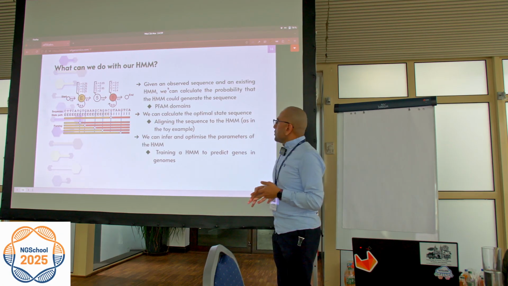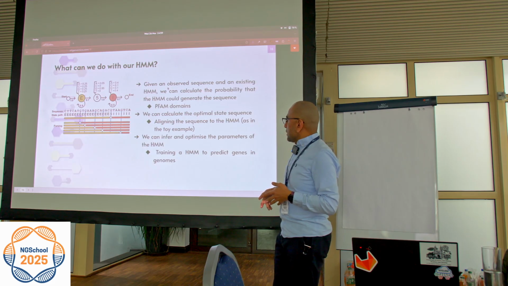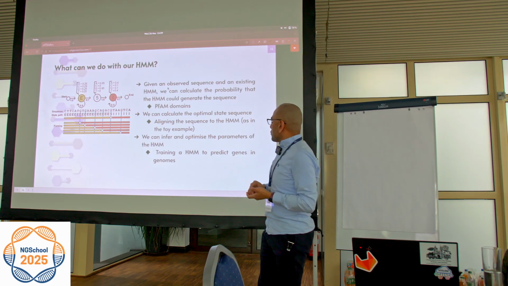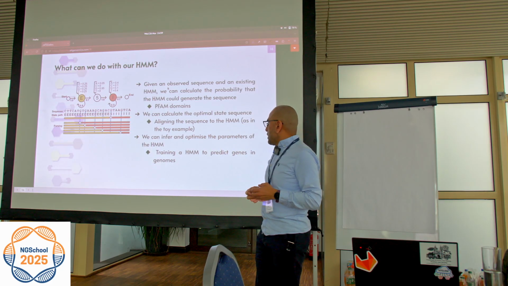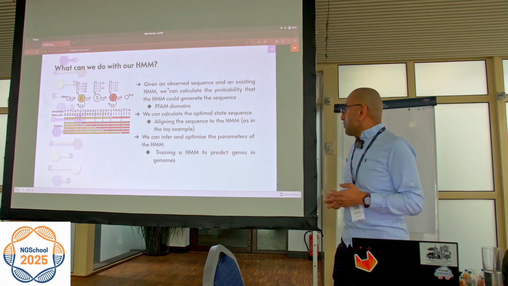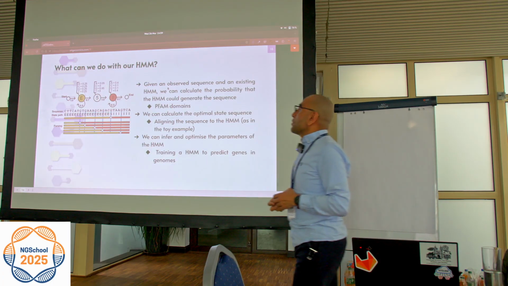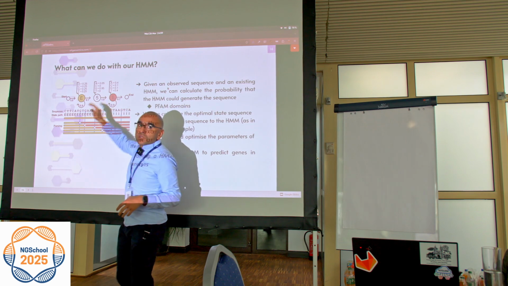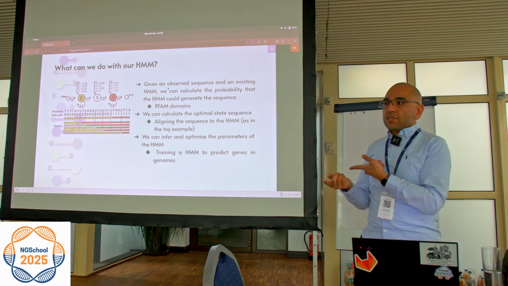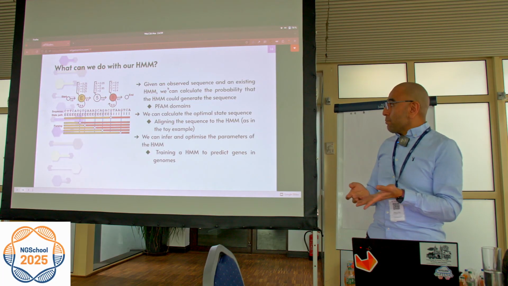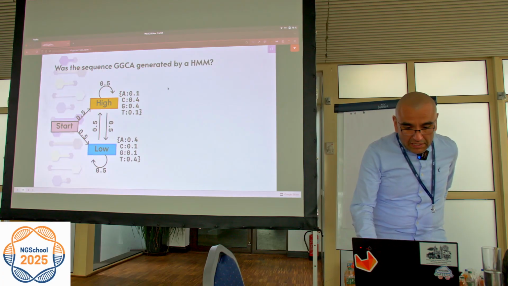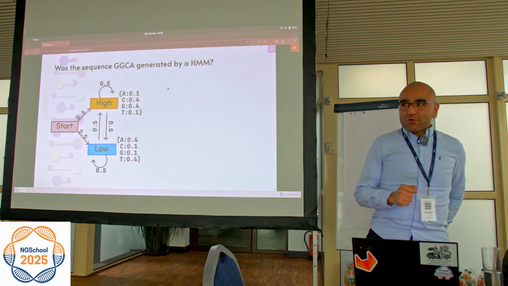We can also calculate the optimal state sequence that explains our sequence. And for this, we are aligning our sequence to the hidden Markov model, as in our example. But we can also infer and optimize the parameters of the hidden Markov model. So even when we start with this set of assumptions, we can have a ground truth, a collection of ground truth sequences, and then retrain our hidden Markov model to come up with better estimates for the transition probabilities and the emission probabilities. So let's have a very quick example.